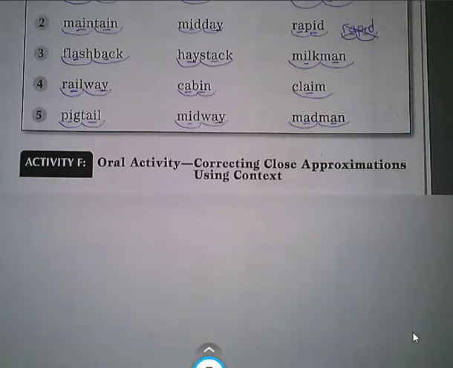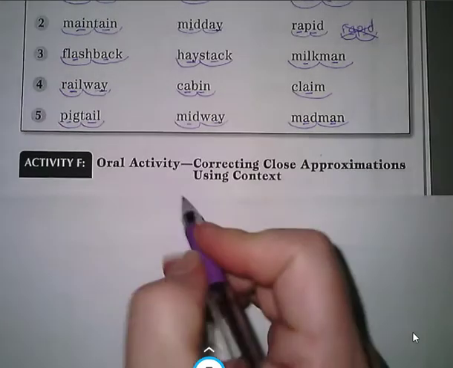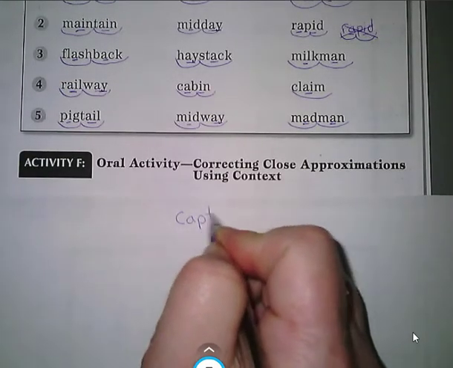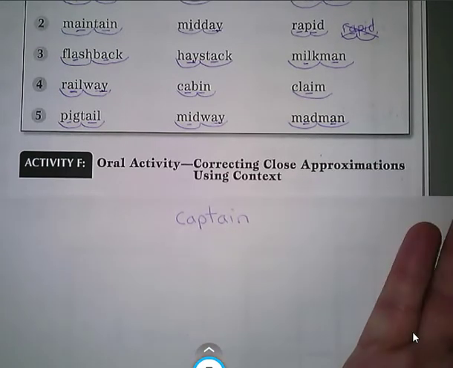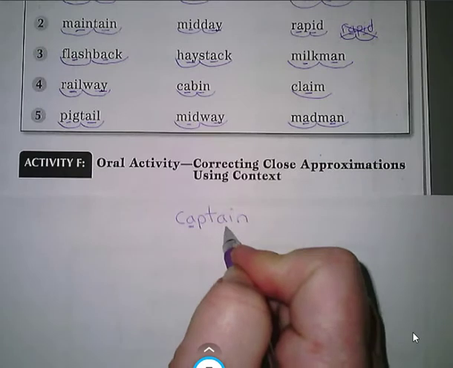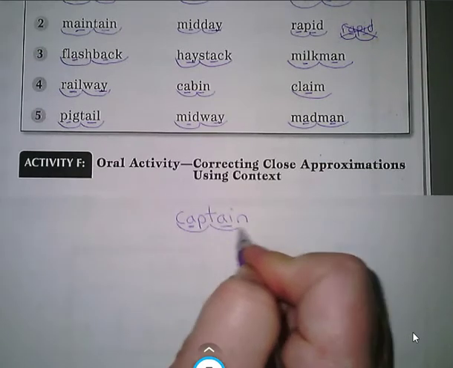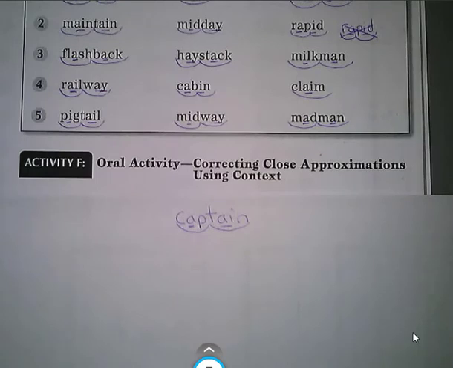Try this one. The quiet boy was very timid. Do you know what word was incorrect? Hopefully you said timid. How about this one? The captain steered the boat to the dock. So we say captain, but captain is actually spelled C-A-P-T-A-I-N. So if you didn't know that word and you were looking at the vowel sounds, you would say captain. So you would actually be saying it correctly by word parts if you said captain, but we change it for some words and it would be captain.